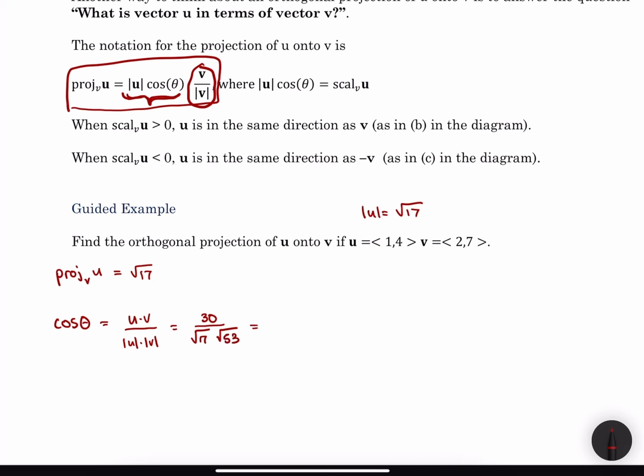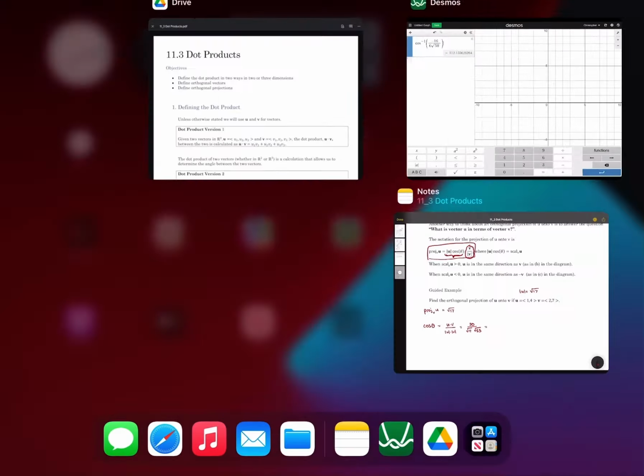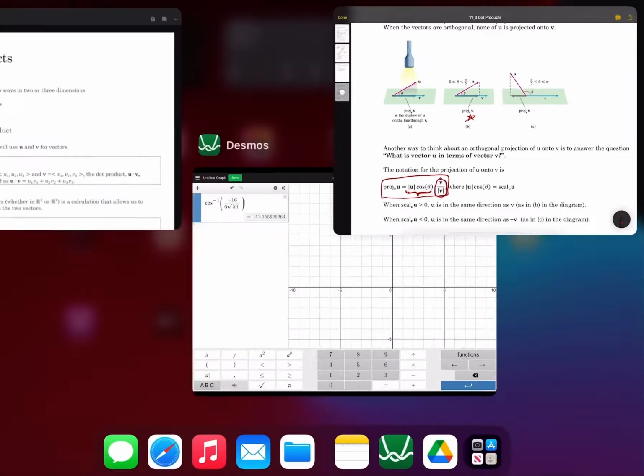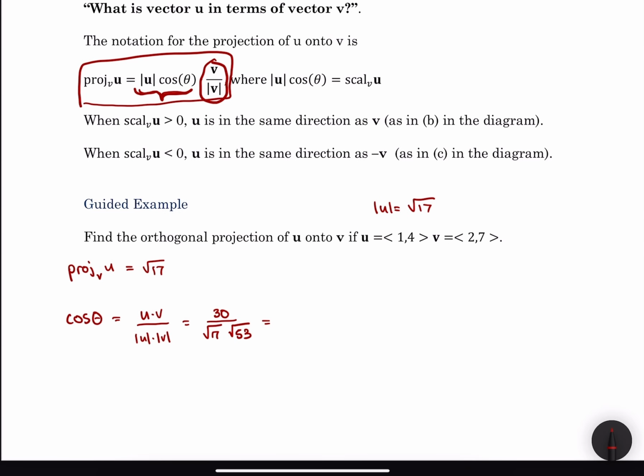We don't need to actually put that into the calculator. We already have it. So that's going to be 30 divided by the square root of 17 times the square root of 53. I'm so used to having to do the cosine inverse. My bad. And then the magnitude of v we already know to be the square root of 53, so divided by the square root of 53, and v itself is the vector (2, 7).